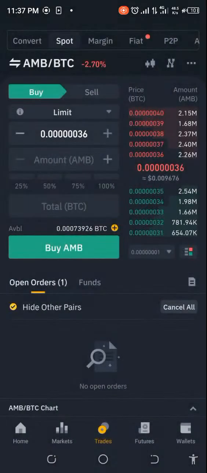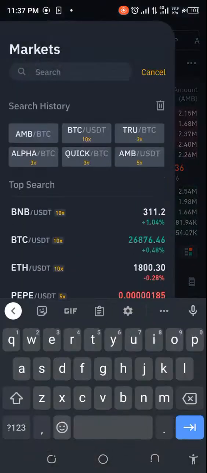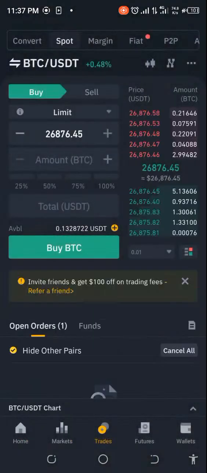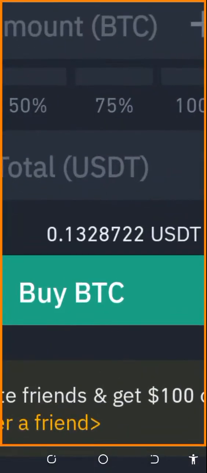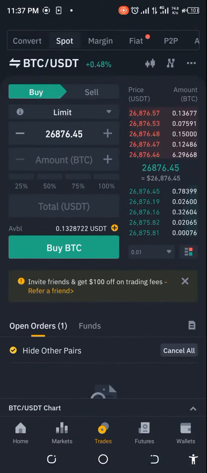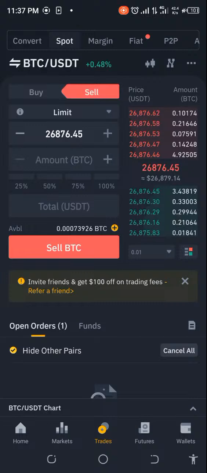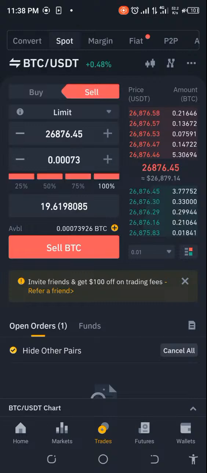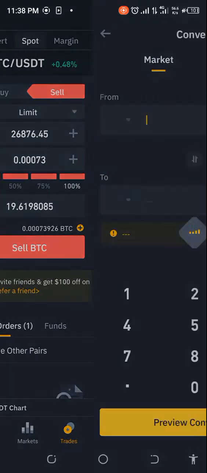So let's go and see how much USDT we still have. I just want to go and check. Let's go to BTC. How much USDT do we still have? We still have 13 waiting for us here. But if you can see, because we bought this at 26,847, if I sell, let me see what's going to happen. That's going to be 19.61. No, I'm going to lose, right? So I might have to go over to convert.